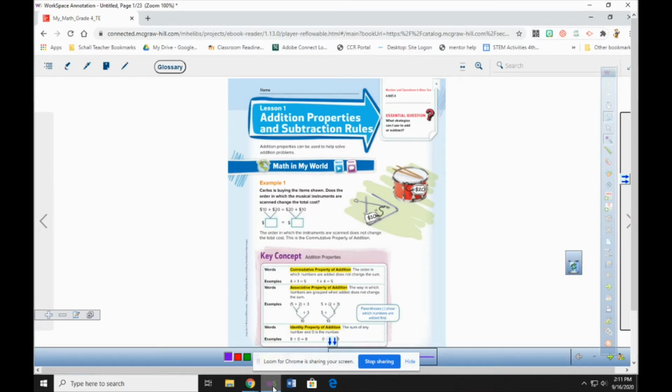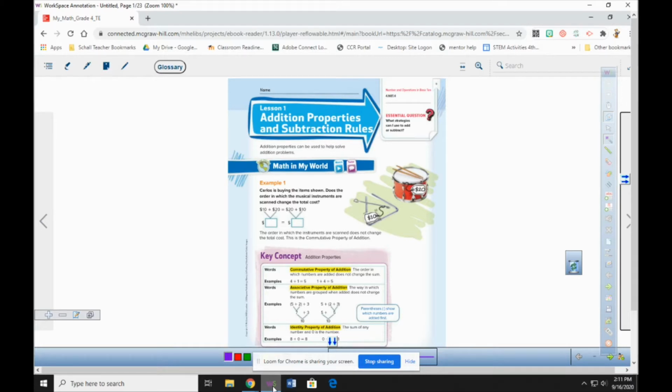Commutative property of addition. That tells us that we can switch the order of our addition equations and still end up with the same numbers. Basically, that means 4 plus 1 is 5, and 1 plus 4 is 5. We get the same answer regardless of what order we do them in.